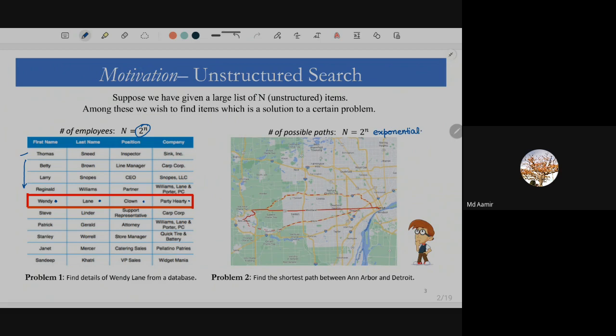I have used 2 raised to n just to emphasize that we have an exponential number of items in the list. Here we have an exponential number of employees. Here we have an exponential number of paths. And the task is the same: we have to find only one element in that unstructured list. The naive method is again the same thing. You calculate the distance for each of the possible paths, and then you say, okay, this one is the minimum. That is the naive method, the brute force.